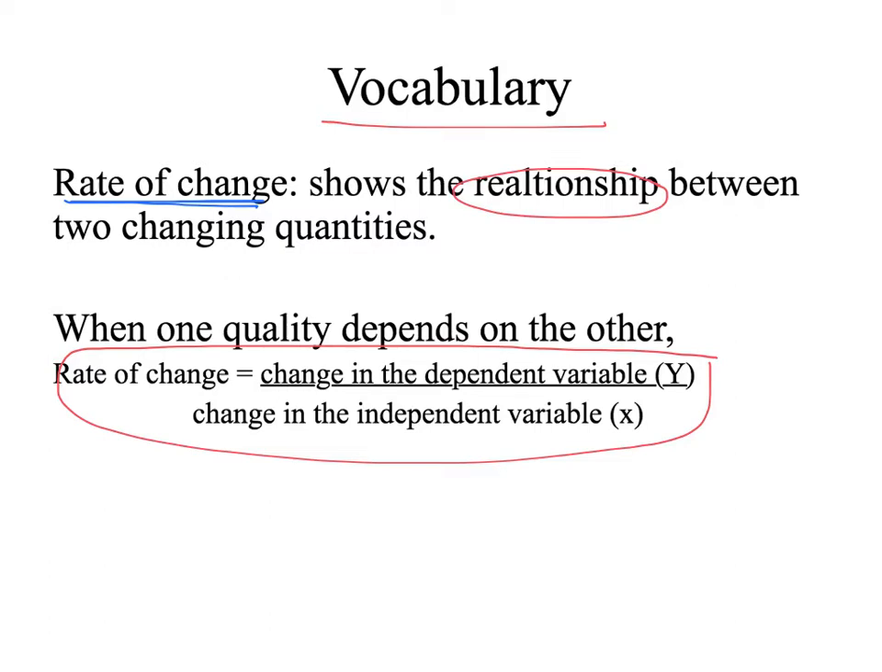And I put here y and x because that's going to help you. The dependent variable is always on the y-axis and independent is always on the x. And when we start doing this from a graph, it's going to help for you to realize the y values are always on the top and the x values are always on the bottom.